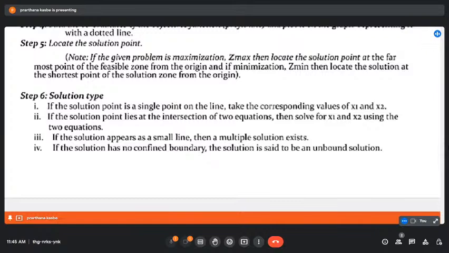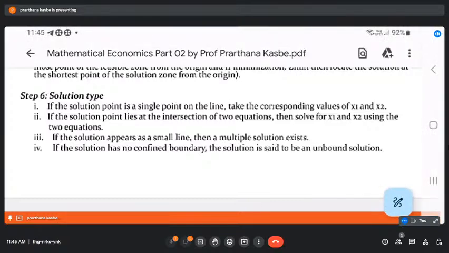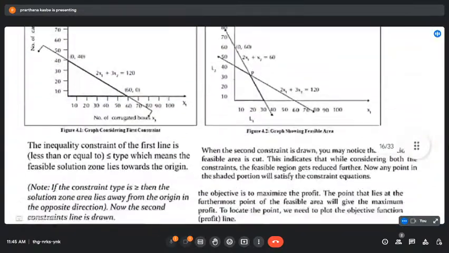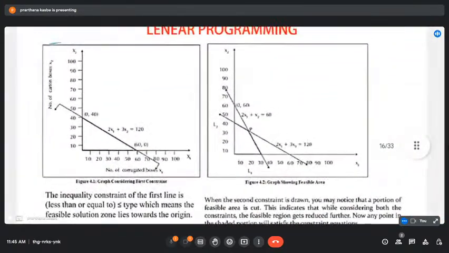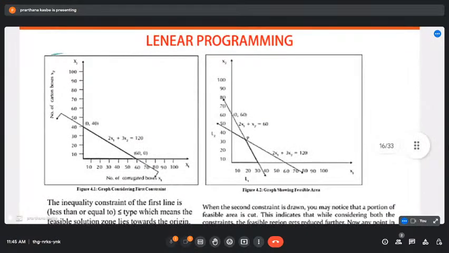That is the step to follow linear programming in the graphical method. So बघा, in the graph, consider the first constraint, and the second one is the feasible area. This is the equation 2x1 plus 3x2 is equal to 20.